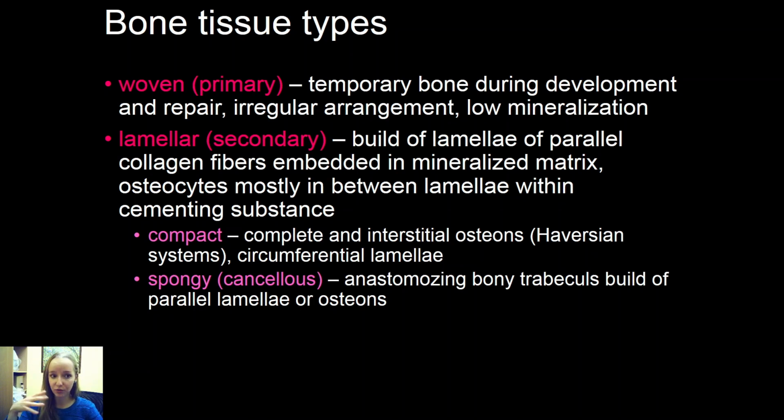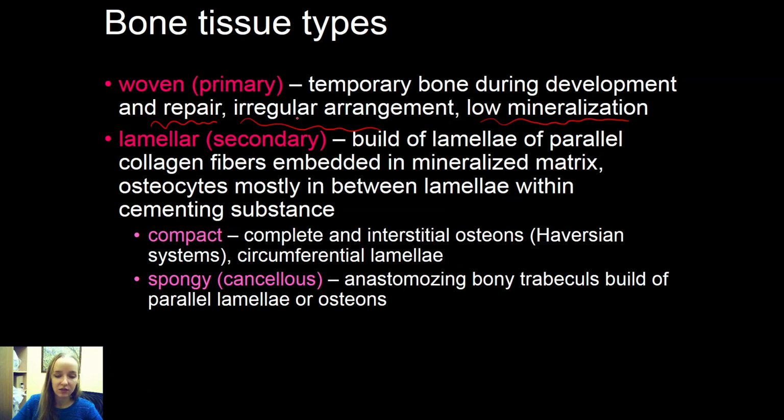When the bone tissue is formed in the embryo, the fetus, or in healing, you broke the bone and now you want to heal it, so you need bone formation in healing, this woven, primary bone is made. First, it's always like that. First you have woven bone, primary bone, that is differentiating into lamellar secondary bone. Once again, it's temporary bone during development and repair. That's important for us. It has irregular arrangement and low mineralization.